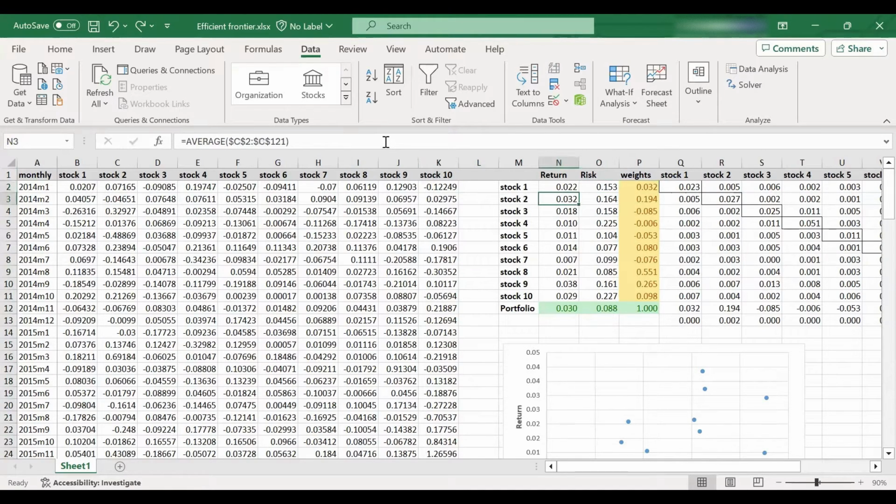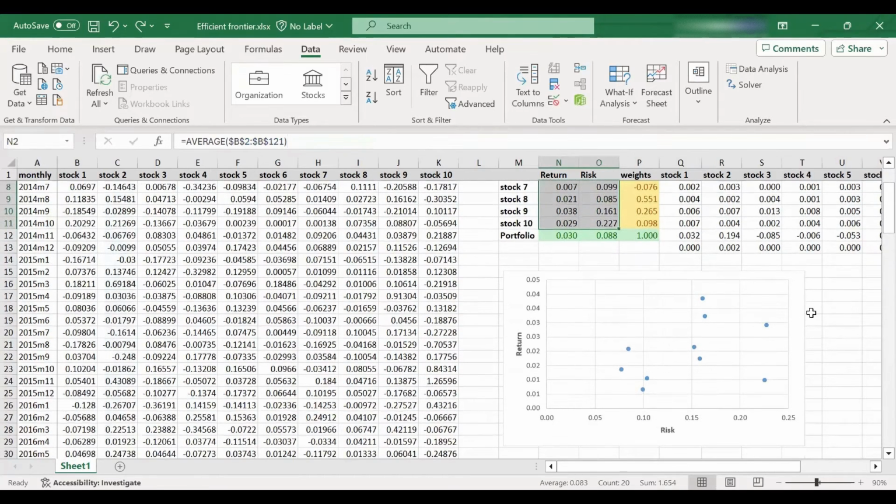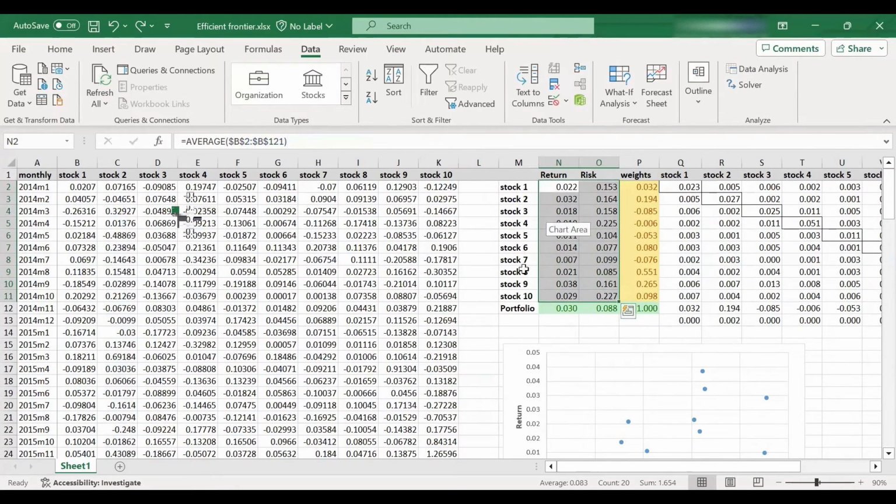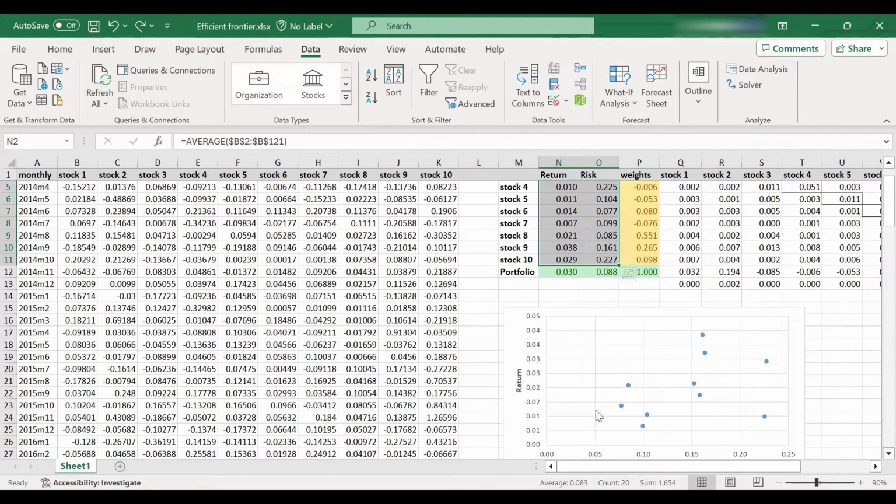And I repeat that for each of the stocks. So go to stock 2, compute the average return and the standard deviation of returns and so on. And that gives me these initial 10 pairs. So this is my market. And what I've also done here is to plot these on a graph where I've got return on the vertical axis and risk on the horizontal axis. And each of these points correspond to one of these 10 stocks. And what I would like to do is to find the efficient frontier in this market.